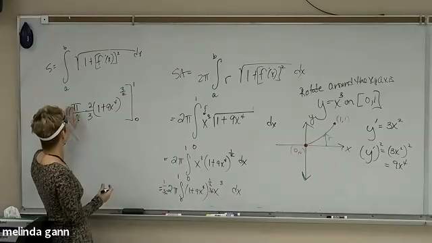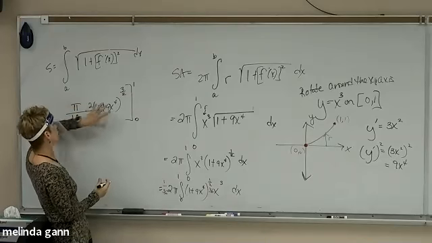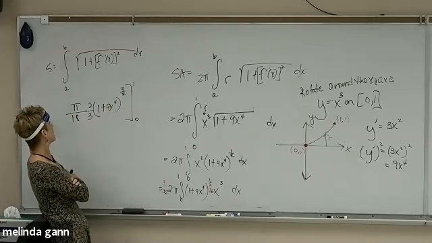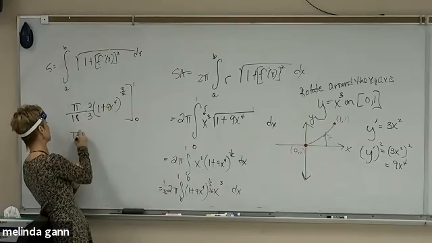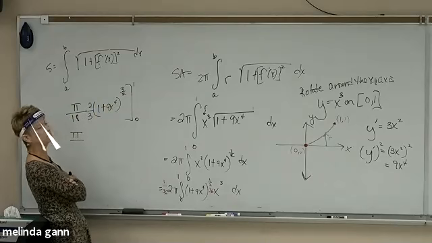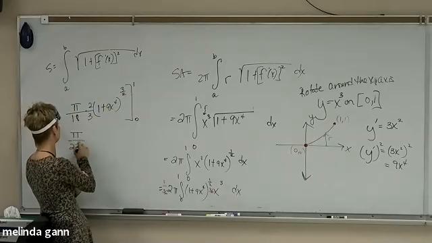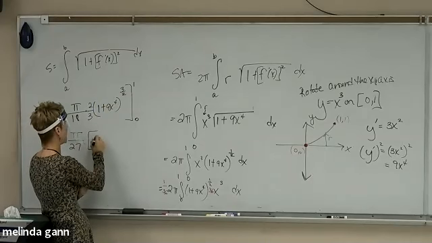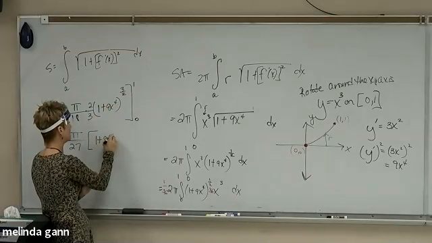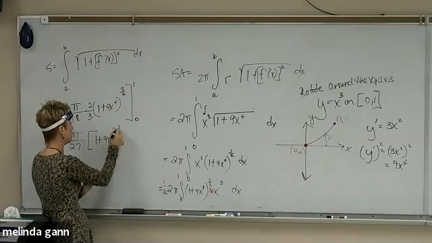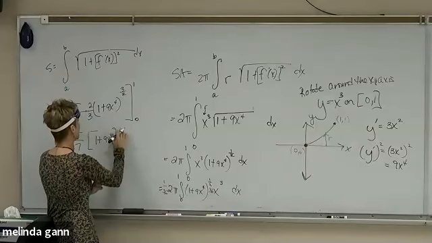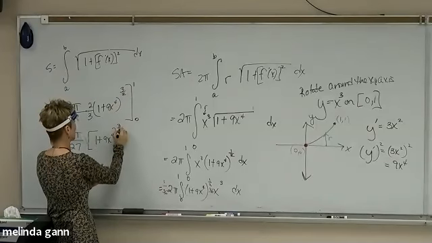All right. What does all this junk in front of this parenthesis simplify into? Pi over what? 27. Okay. Now, I've got 1 plus 9x to the 4th, and again, I'm running from 0 to 1. Is everybody with me? All right, but that whole thing is to what power? 3/2.